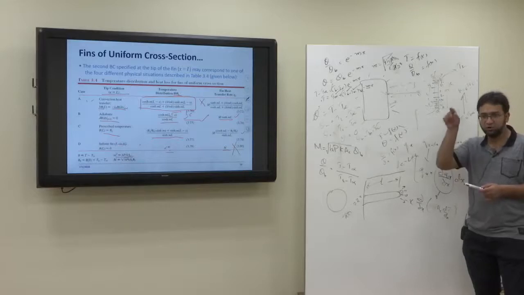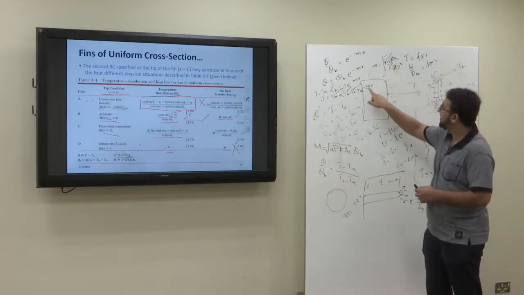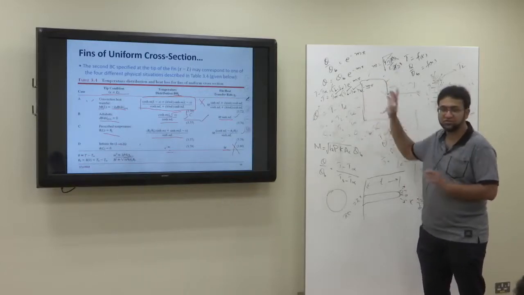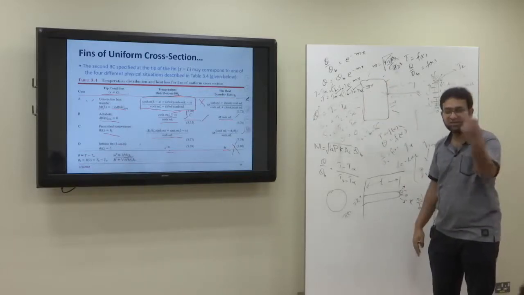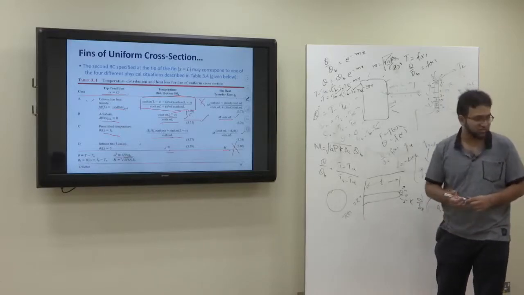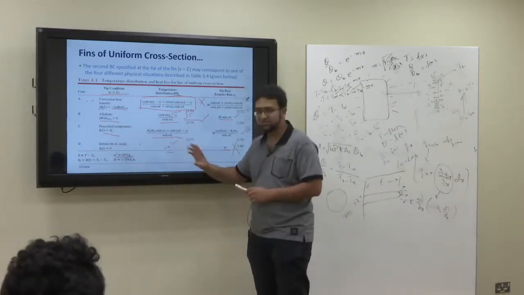Now we know everything. So just put the value of K for copper, get the value of m, substitute the value of m here, and you get an equation for T as a function of x. Similarly, you can get T as a function of x for aluminium. Similarly, you can get T as a function of x for stainless steel. Okay, this is finding T as a function of x. This is done here.